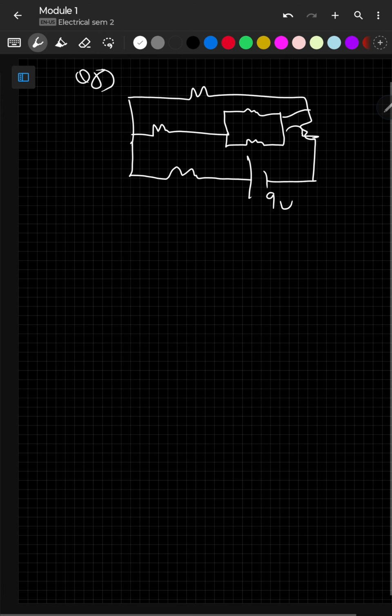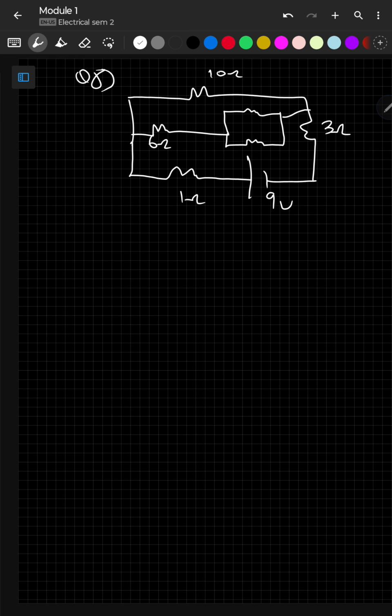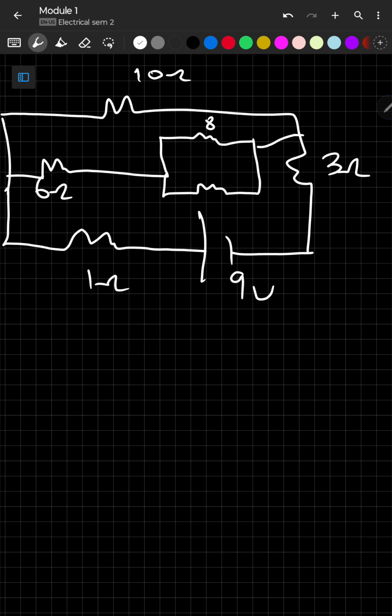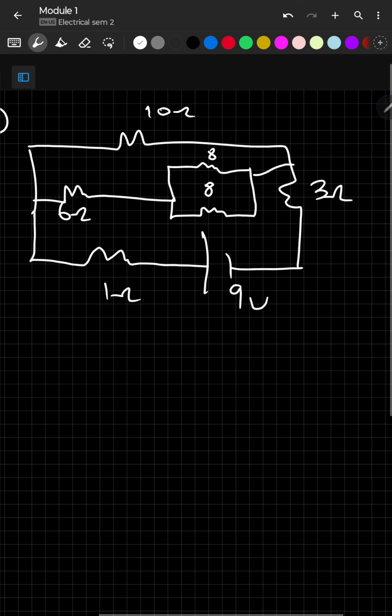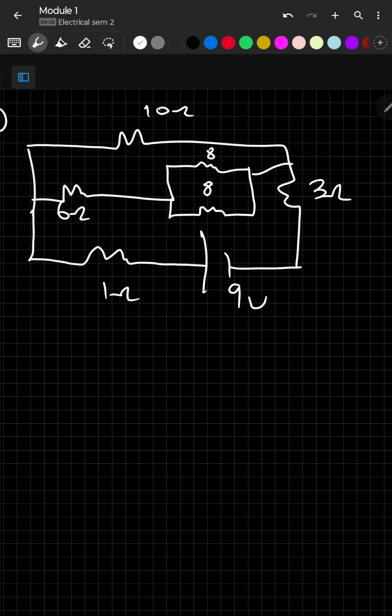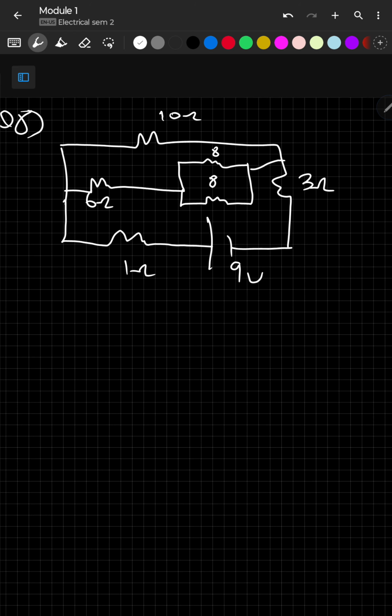This is 3 ohm, 10 ohm, 6 ohm, 1 ohm, that is 9 volts. This again 8 ohm and 8 ohm. So what are we supposed to find here? I think we're supposed to find the current. If I'm not wrong, we're supposed to find the current. Okay. This is a simple question, nothing complex. This is normal, what we saw, that only.